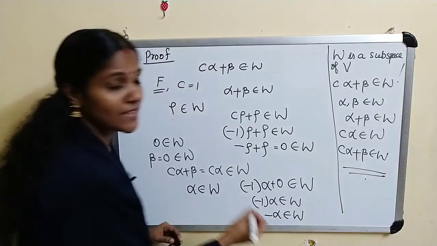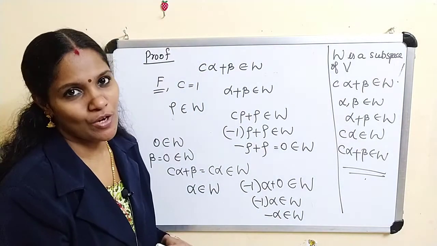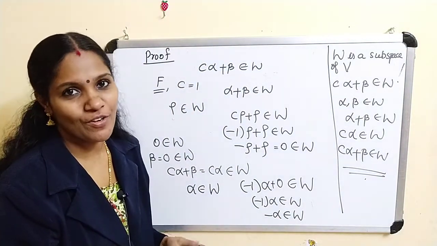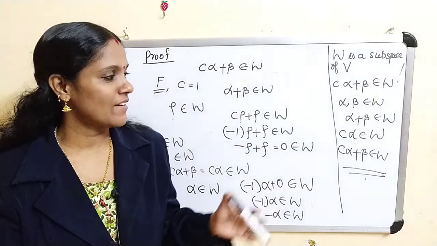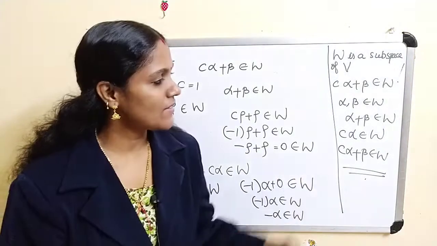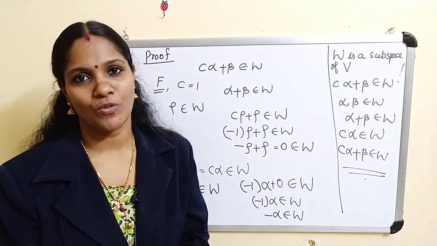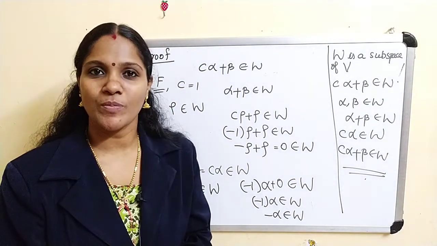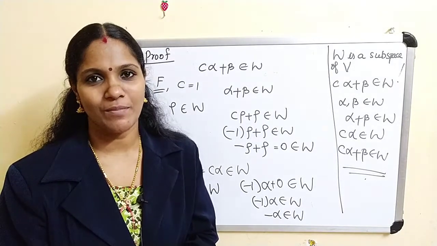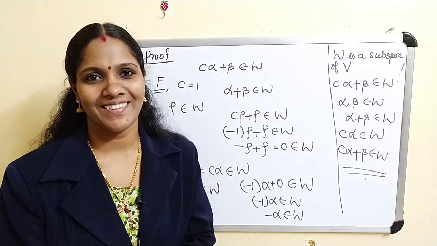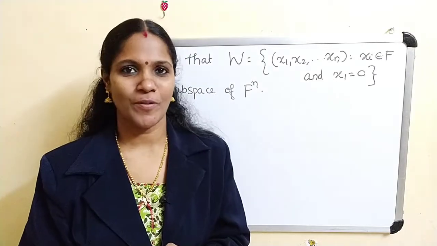This is our condition, and this is true for every C belongs to F and every alpha, beta belongs to W. Therefore, if W is a subspace of V, then C alpha plus beta belongs to W for any C belongs to F and alpha, beta belongs to W. Okay, now we will discuss one problem.